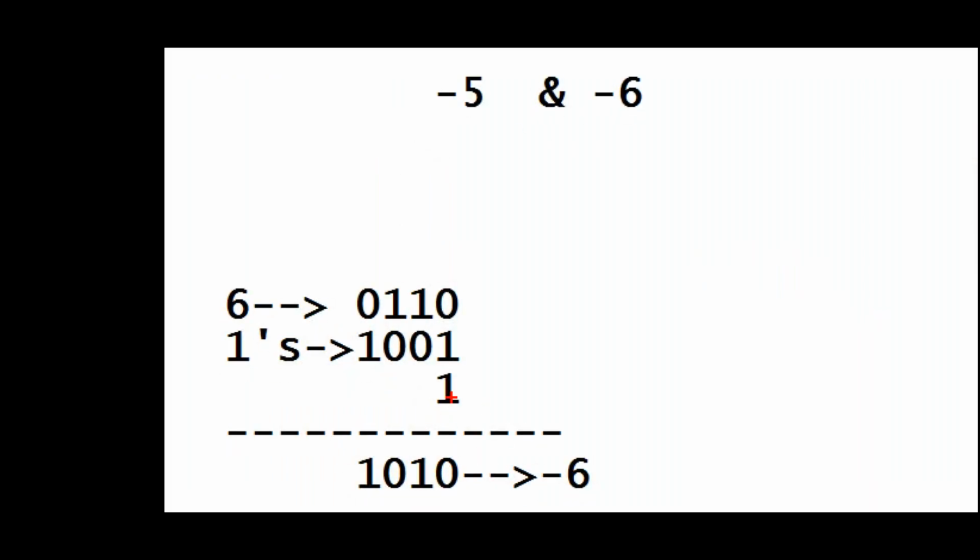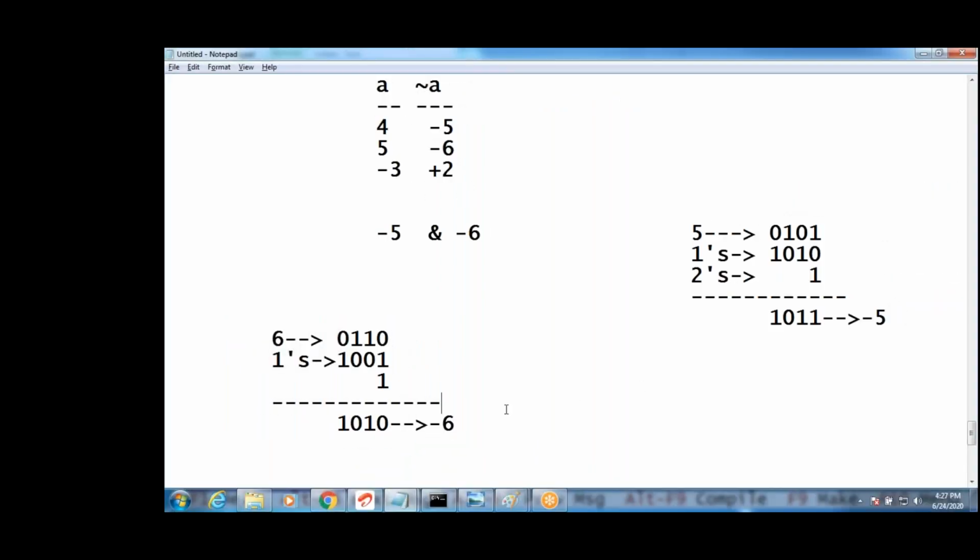Okay. I told you, right, how it converts. 1 plus 1 is 0, we will get. Carry is 1. Now 1 0 is 1 0 1 0. This is minus 6.